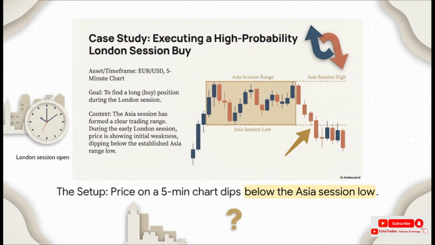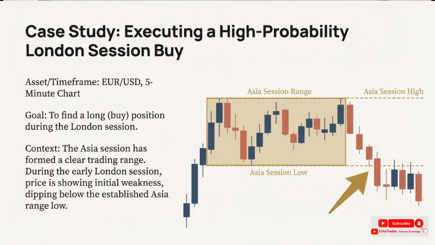So here's the setup. We're on the Euro-USD 5-minute chart. The Asia session has just finished, and it's left us with a pretty clear high and low. Now, as London opens, you can see price starts to dip below that Asia low. So the question is, is this a real move down, or is it a trap being set for a move up?